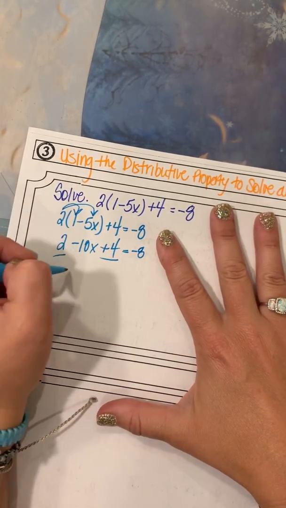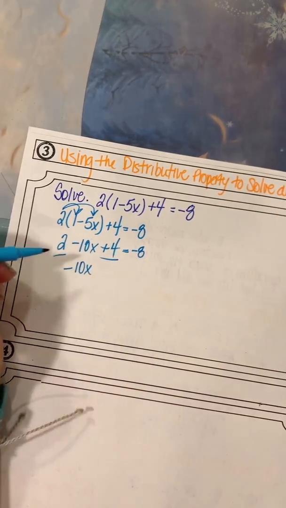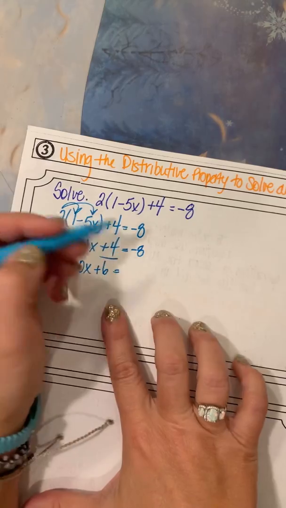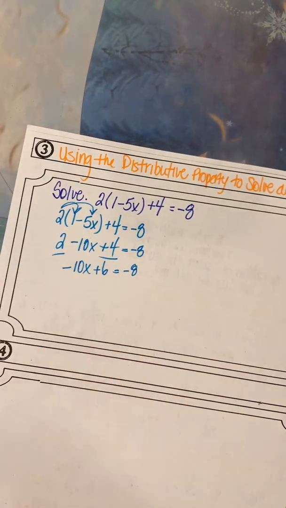All right, so that's going to give me negative 10x plus 6 equals negative 8 after I combine like terms.